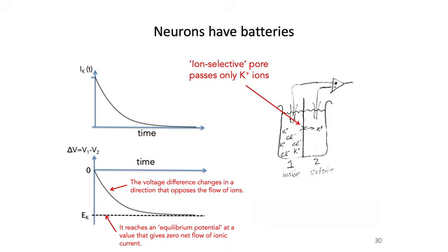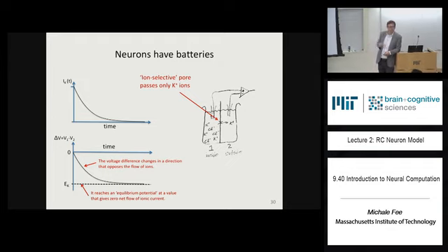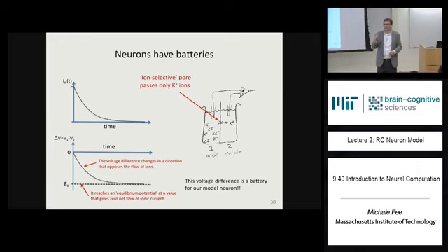And it continues to drop until it reaches a constant voltage, and that's called the equilibrium potential. The voltage changes until it comes to equilibrium, and that voltage difference is called the equilibrium potential. And that voltage difference is a battery.